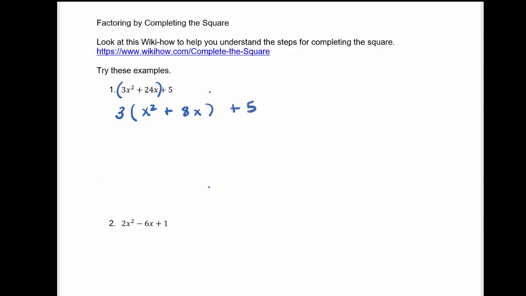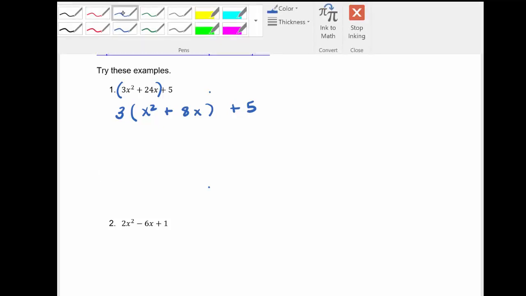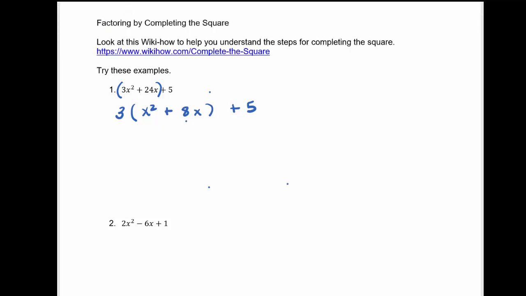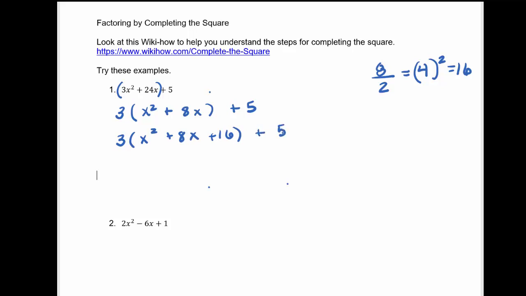Now when you go to factor by completing the square, you always look at this middle term here. So I have 8. You take half of that number, which is 4, and you square it, which gives you 16. So we have 3 times x squared plus 8x, and then we add 16 inside these parentheses. Since we added 16, and you're also multiplying by 3, then we need to subtract 3 times 16.